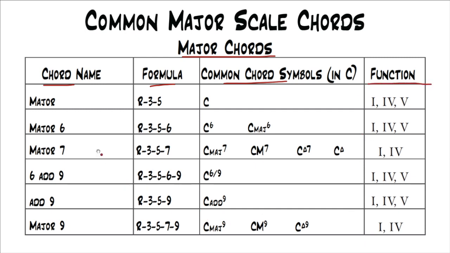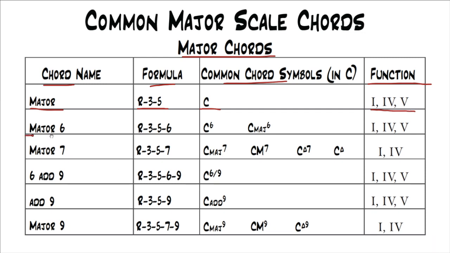So, for example, your major chord, whose formula is root 3, 5, and whose common chord symbol in the key of C is obviously just a C, has a function, meaning what chords from the major scale this will fit in. So it could be a 1 chord, a 4 chord, or a 5 chord. Because as you know, if you've gone through these lessons, the 1 chord, the 4 chord, and the 5 chord in the major scale harmony are all major chords. So a major chord can function as any of those chords.